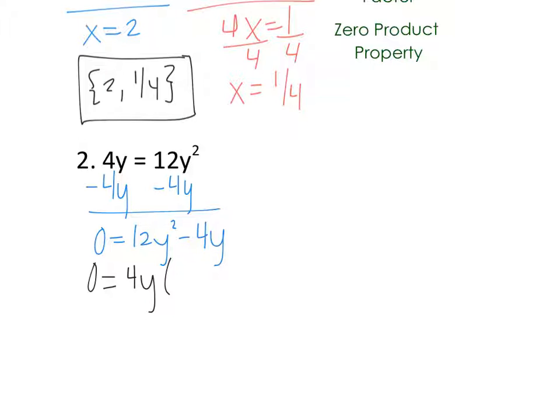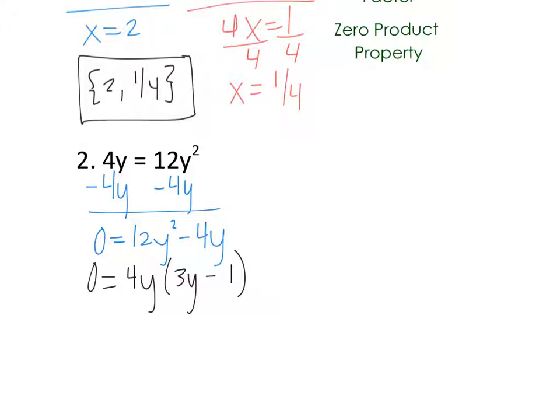So this brings us back to the lesson from 8.1. And 4y times what gives me 12y squared? Yeah, 3y. And 4y times what gives me negative 4y? A negative 1. So now I have factored, and that was step 1. Or that was step 1, get the equation equal to 0, which is what we did. Step 2 is factor, and now I'll use the zero product property.